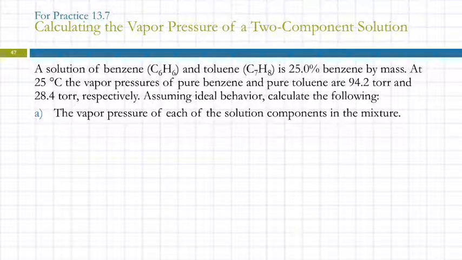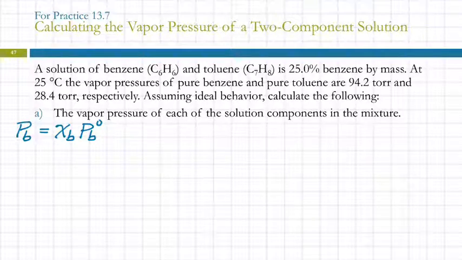If we look at benzene, the vapor pressure for benzene is going to equal the mole fraction of benzene times the vapor pressure of pure benzene. We've got the vapor pressure of pure benzene right here, 94.2 torr. We need the mole fraction. Now they didn't give us a mole fraction, they gave us a percent by mass. It's like, really? That's not very nice. So 25% benzene by mass, we have to convert that to a mole fraction.